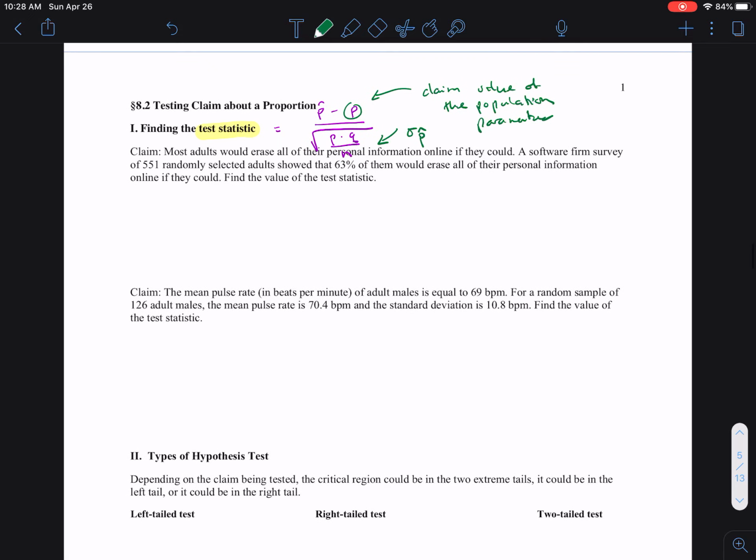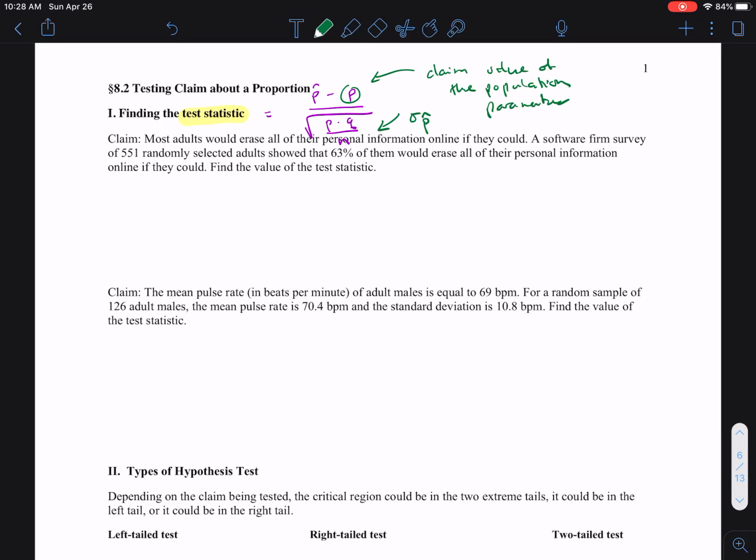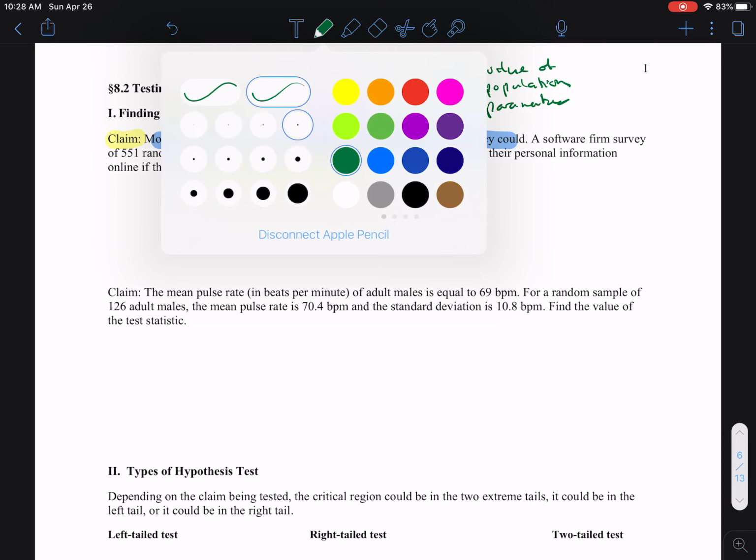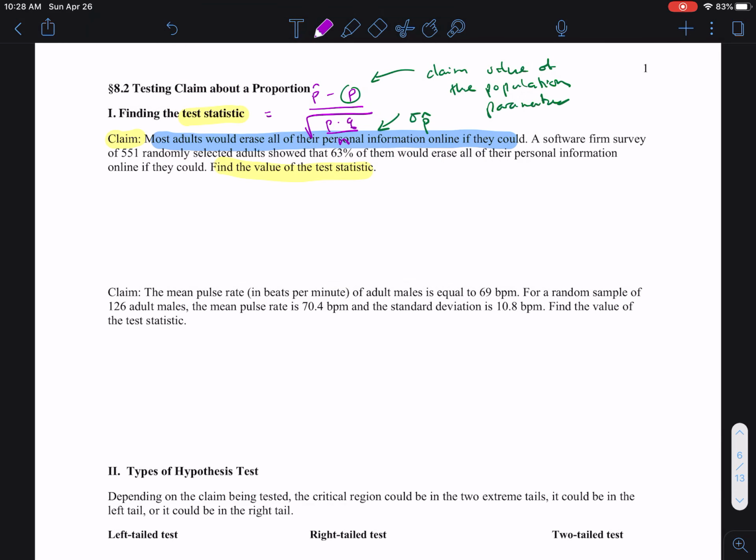So let's read this problem. It says the claim is that most adults would erase all of their personal information online if they could. A software firm survey of 551 randomly selected adults showed that 63% of them would erase all of their personal information online if they could. Find the value of the test statistic. So here's the claim. I'm going to write that claim as a symbolic statement so that it's clear.